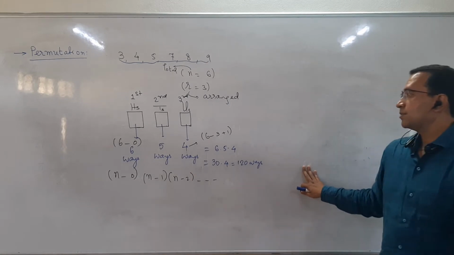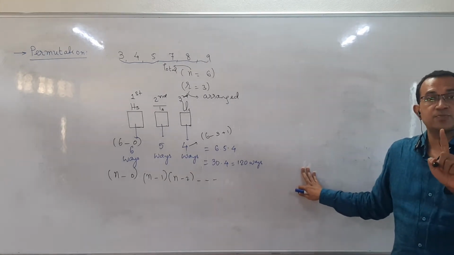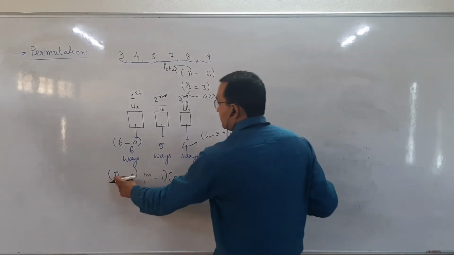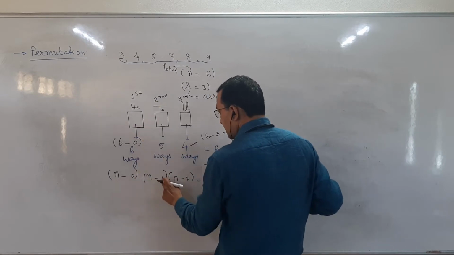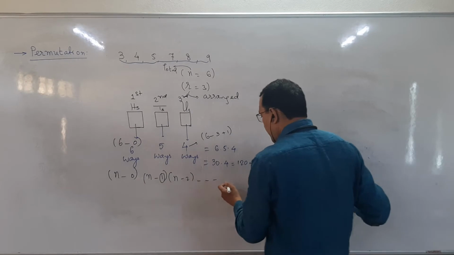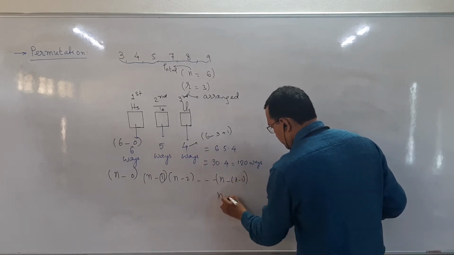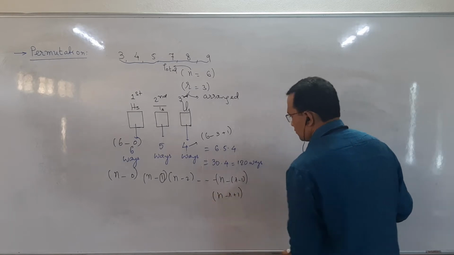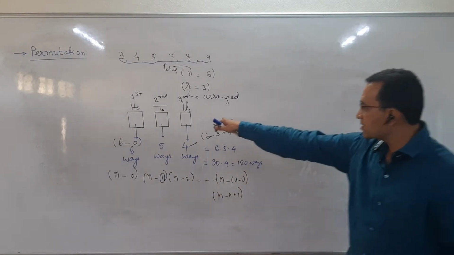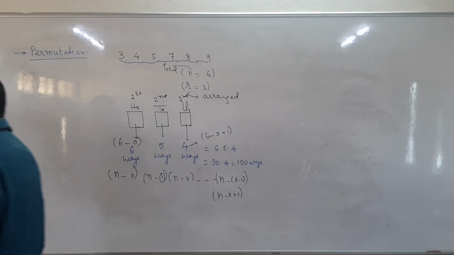Pay attention. The first place can be filled in n minus 0 ways. The second place, n minus 1. This is one less than the place number. So the rth place can be filled in n minus (r minus 1) ways, which is nothing but n minus r plus 1. This r is equal to 3 as per our example; in general, it is r.